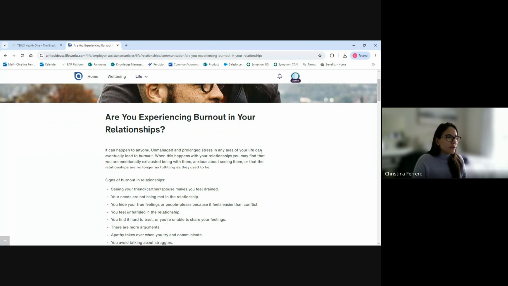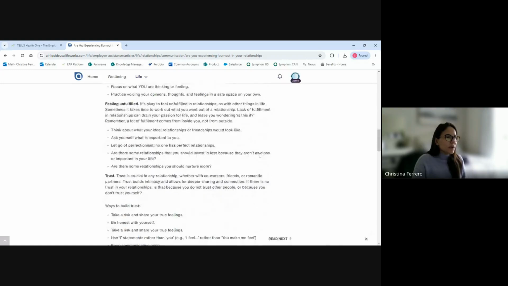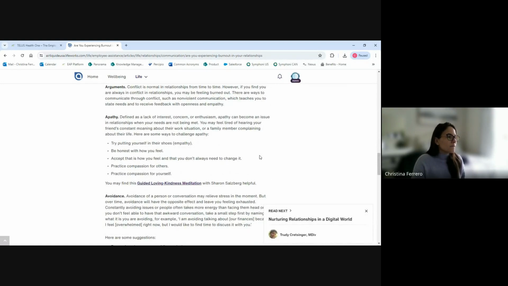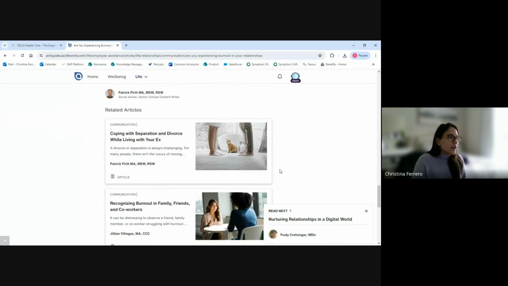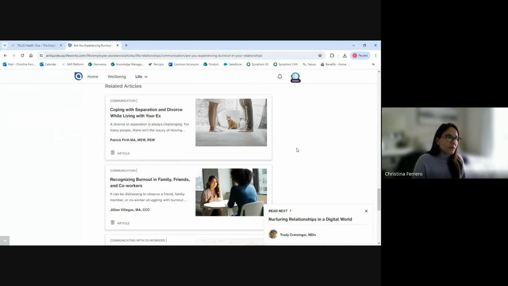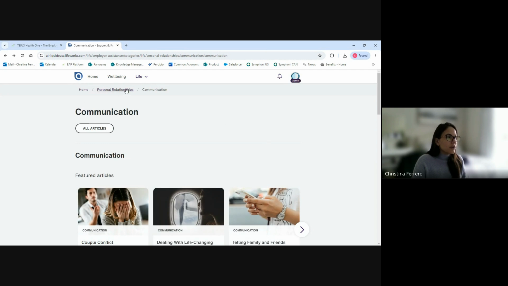And then it gives you a good article and resources and recommendations to maybe make the topic a little bit better. And then it always recommends another one, that if you like this article, it gives you another recommendation of others, and then related articles at the bottom. So again, it's a wide range of different types of topics, depending on what you're looking for.